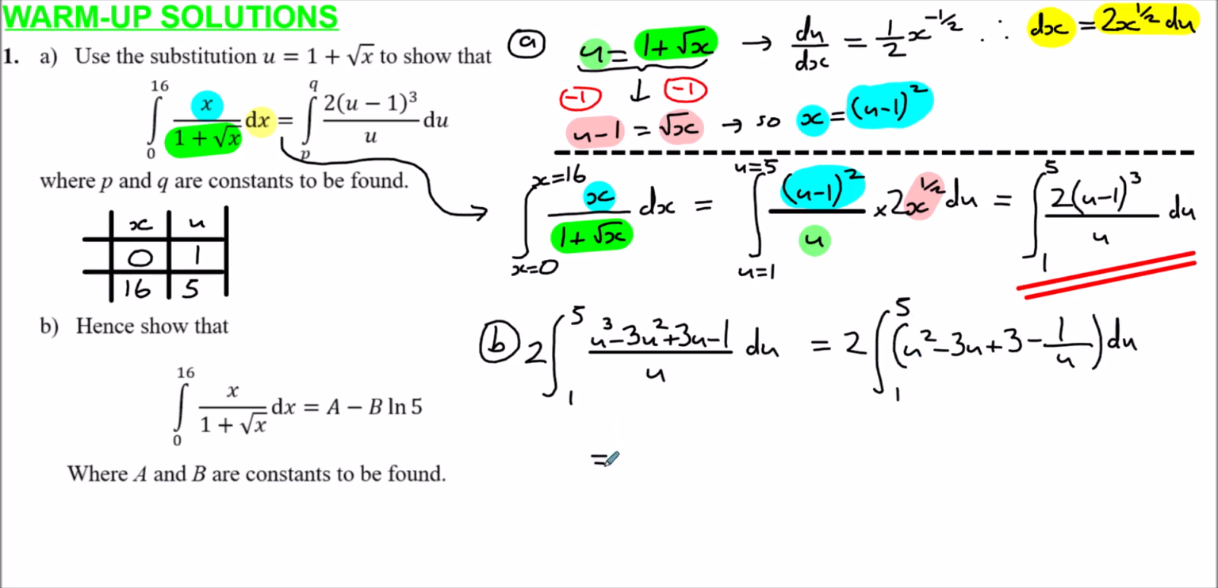So then I'm going to have two lots of quite an awkward thing in the middle. If I integrate u squared, I'm going to get a third u cubed. Integrate minus 3u, I get minus 3 over 2 u squared. 3 goes to 3u. And integrating minus 1 over u, that's going to integrate to minus ln mod u, in between the limits of 5 and 1.